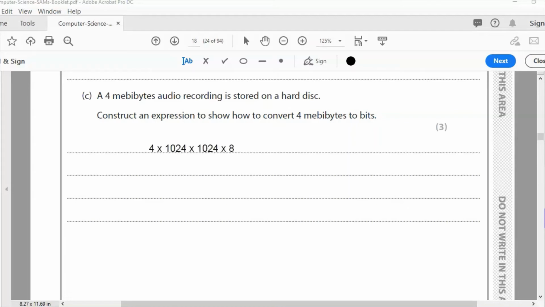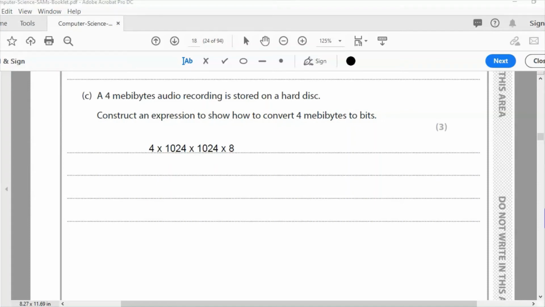What we're saying is 4 times 1024, okay, those are in megabytes, times 1024 kibibytes. Okay, now we're down to bytes. Multiplied by 8, 8 bits in a byte. So 4 times 1024 kibibytes times 1024 bytes times 8 gets me to bits, and that is my expression. And you'll notice that I have not done the calculation. I simply represented the expression, and you do not need to do the calculation.